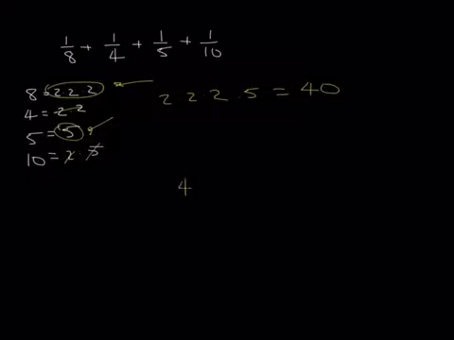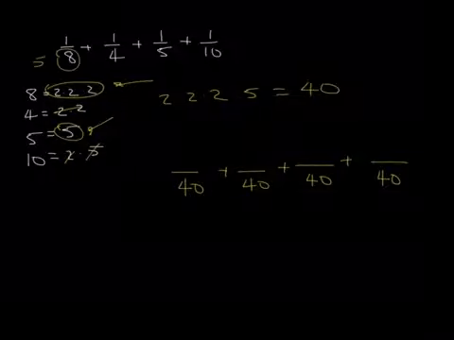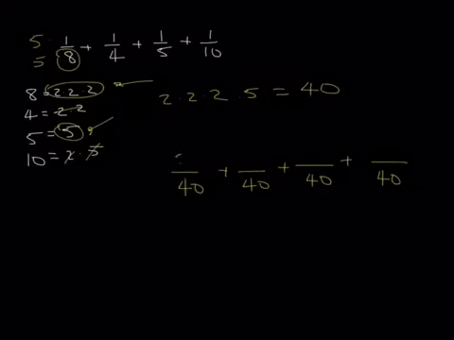So for each one of these, I have a denominator of 40. That's what's common to all of them. Okay, so how did I get from 8 to 40? I multiplied by 5. So I multiply the top by 5. How did I go from 4 to 40? I multiplied by 10, so I multiply the top by 10. How do I go from this to 40? I multiplied it by 8, so I multiply the top by 8. And I multiplied this by 4, so I multiply the top by 4.